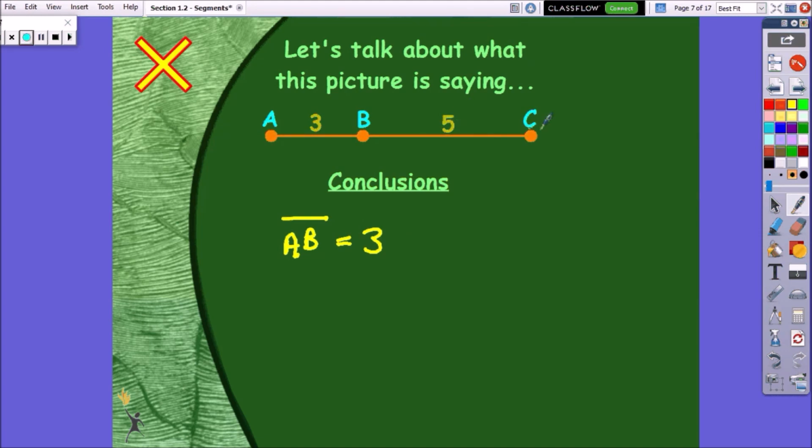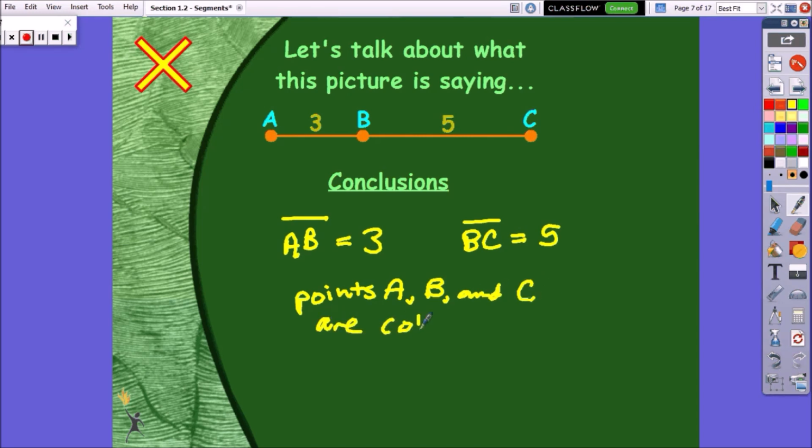And we can see the 5 is really between the B and the C, so we're saying that segment BC is equal to 5. Now we don't have any units, and that's fine. We'll just leave these numbers here. Now, some other conclusions that we could reach here is it appears that points A, B, and C look like they're making a straight line. So we could conclude that points A, B, and C are collinear to each other. Okay, so that's a conclusion that we could reach there.